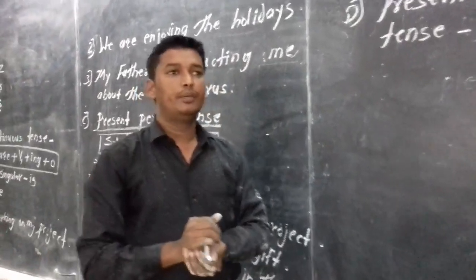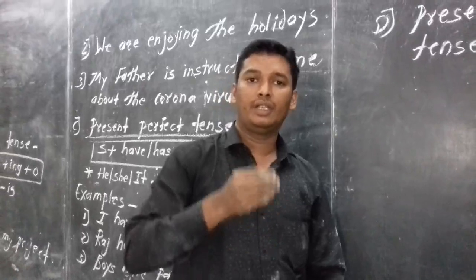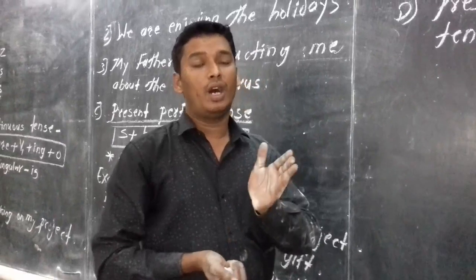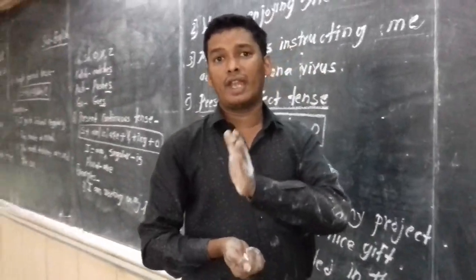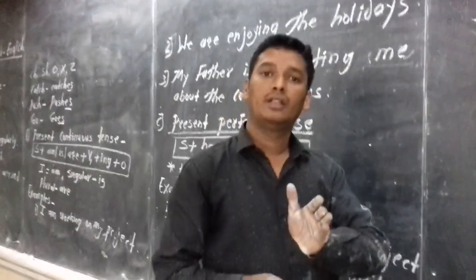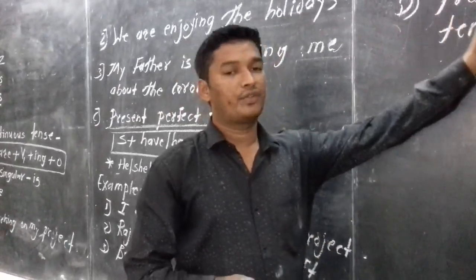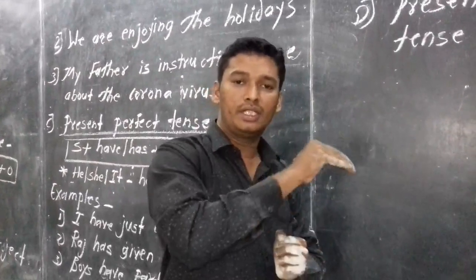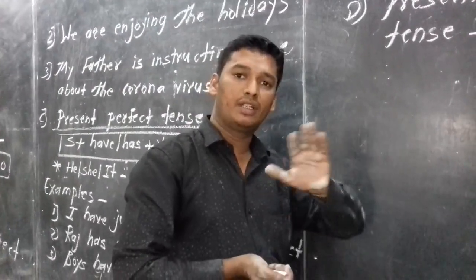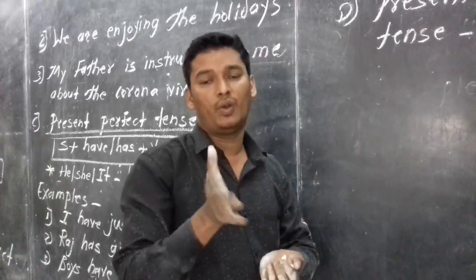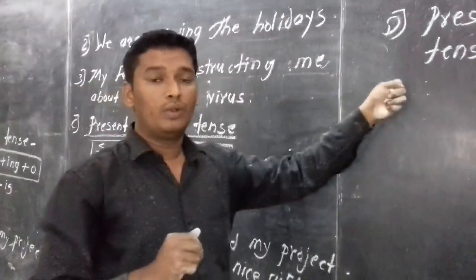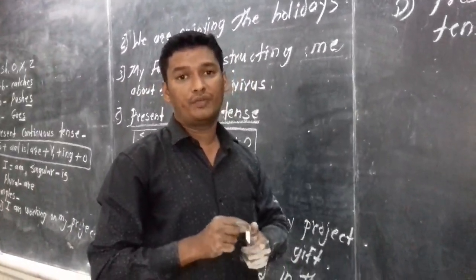For example, if you started your study at 10 o'clock in the morning today and you are still studying, then this action is an example of present perfect continuous tense. You can say, we have been studying since 10 o'clock. In this tense, half the action is completed and half the action is going on.